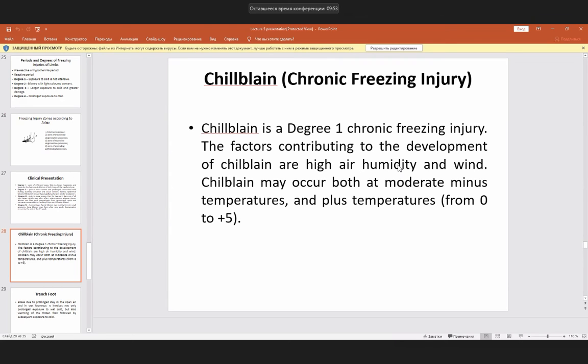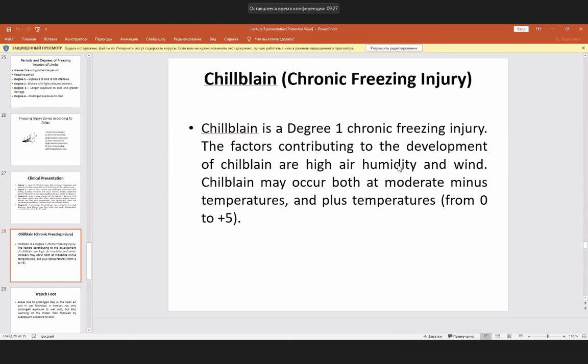Chilblain might occur both at moderate minus temperature and plus temperature from 0 to +5. Chilblain develops on the open parts of the face, hands, fingers, and feet. Edema is not present, skin cracks may form.